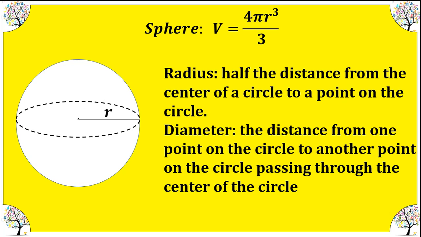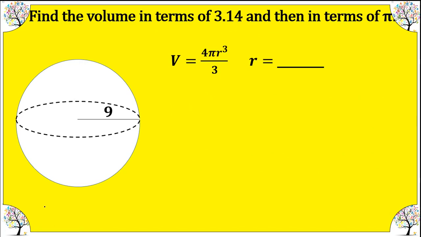With a sphere, we still are working with a circle, and so we still have a radius, and the height of our sphere is actually going to be the diameter, which is 2 radii. So that's where we get r cubed. We're going to practice finding the volume using 3.14 as well as the pi symbol itself.